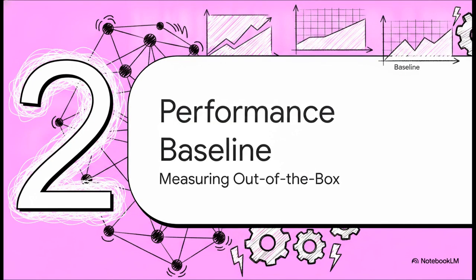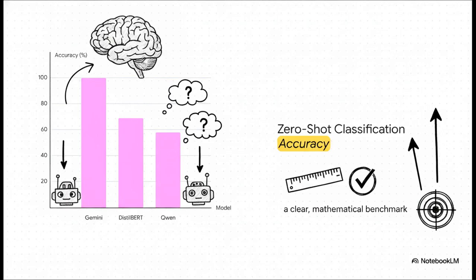Moving right along to Section 2, establishing a performance baseline. This is crucial because we need to know exactly how generic models perform out of the box before we spend the time trying to improve them. Getting a baseline gives us a really clear mathematical benchmark to measure our engineering success against later on. Take zero-shot classification, for example. That simply means asking the model to categorize data without giving it any prior examples or context in the prompt whatsoever. We use zero-shot because it tests the raw, unprompted intuition of the model.